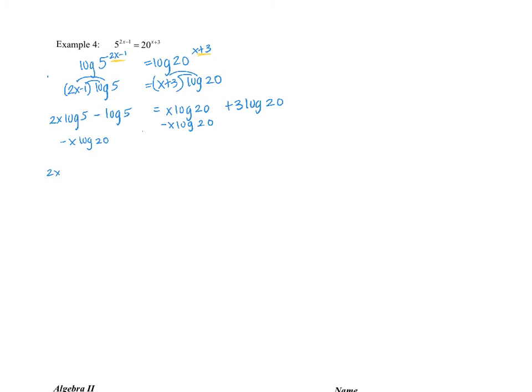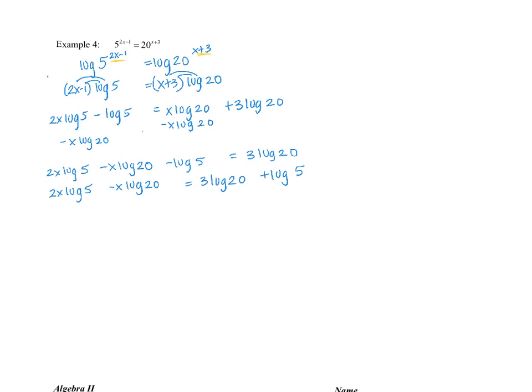Okay, so I have 2x log 5 minus x log 20 minus log 5 equals 3 log 20. Now this term, minus log 5, does not have an x, so I'm going to add that to the other side. And what I'm going to be left with is 2x log 5 minus x log 20 equals 3 log 20 plus log 5. It looks really complicated, but 3 log 20 plus log of 5 is just a number, and our calculator is going to be able to tell us what that is.